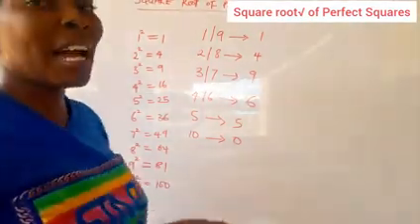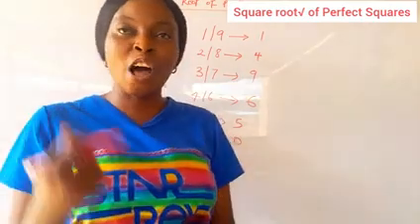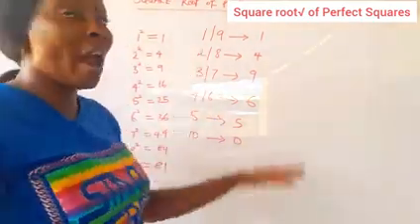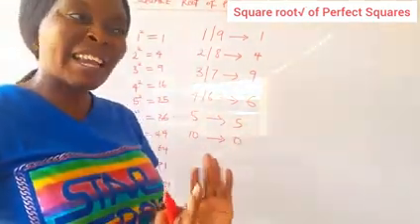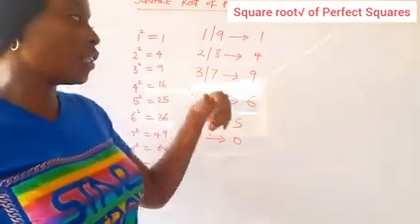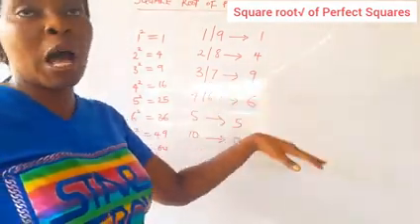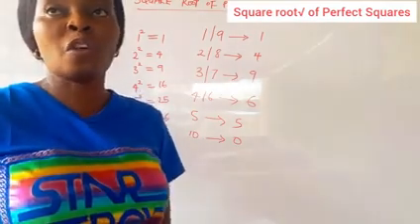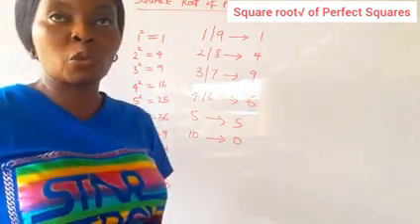Now, if you know that, this is the trick that can help us to look for square roots of perfect squares easily and very fast. Now, let's dive deeply into how this can be used to look for our perfect squares.